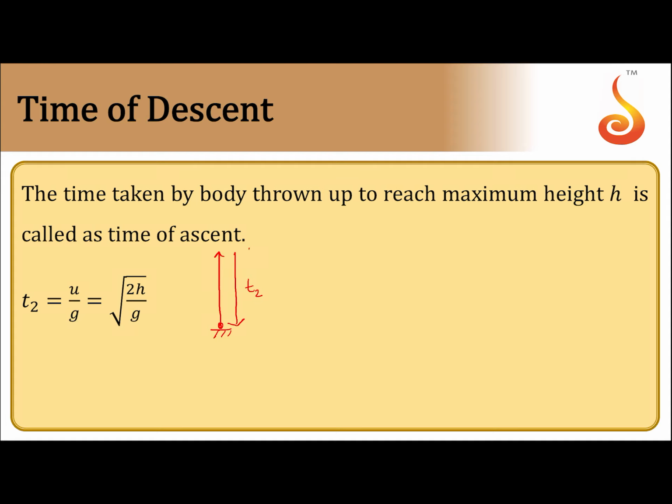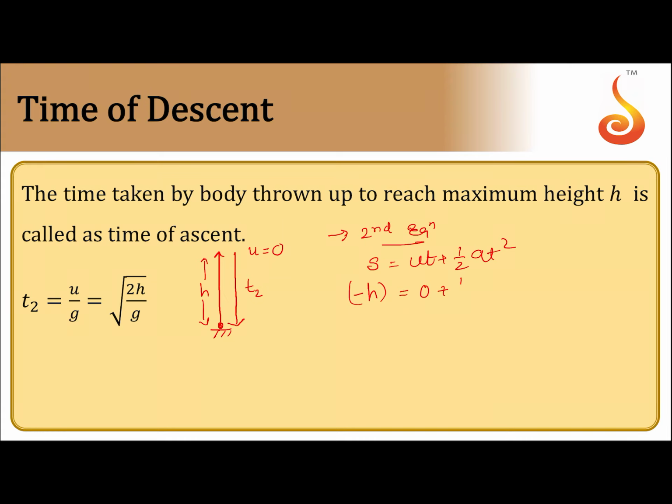Now, for the second part of the journey, the motion begins with 0 velocity. It has gone to the highest position. So, it is as good as a body which is dropped, and it covers a displacement h in the downward direction. So, I will consider again the second equation of motion. What is that? S is equal to ut plus half at square minus h. Why? Because it is in the downward direction.